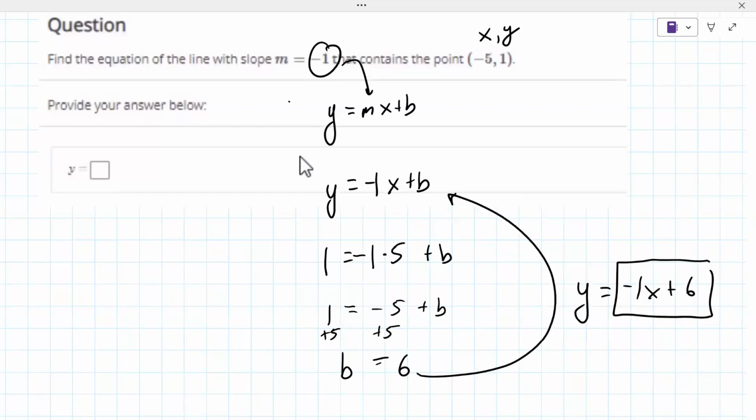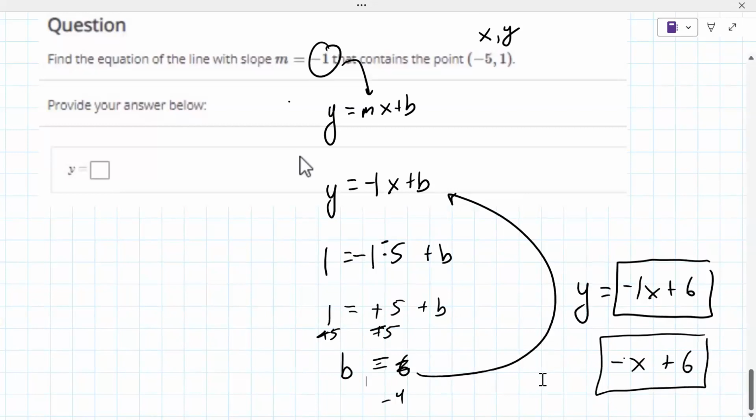It says it's wrong. Okay, so just try minus x plus six. That may have also been the issue in the previous one. Not sure. Well, hang on. Sorry, I see what the issue is. I put the wrong number in here, and that's why this isn't working. It ends up being b is minus four. That's minus x minus four. My bad.